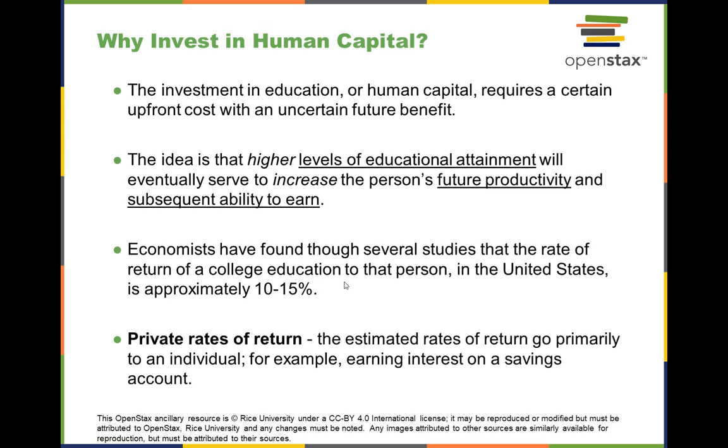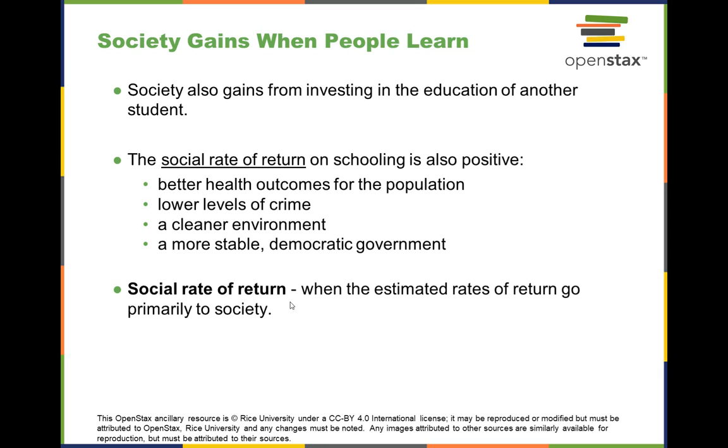Economists have found through several studies that the rate of return of a college education to that person in the United States is approximately 10 to 15%. Private rates of return, the estimated rates of return, go primarily to an individual, for example, earning interest on a savings account. Society also gains from investing in the education of another student. And this often comes up.